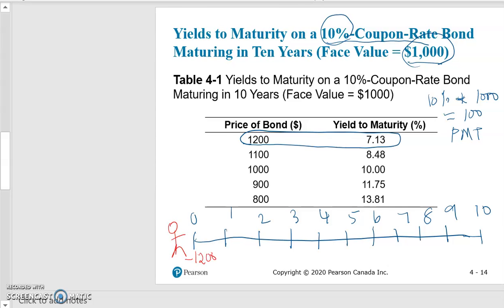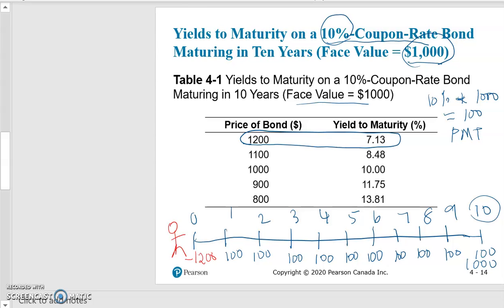Over the next 10 years, I will receive coupon amounts of $100 every year. So 100 money coming in for the next 10 years. And at maturity or at the 10th year, in addition to the coupon payment, I will also receive the par value or face value of the bond, which is $8,000.